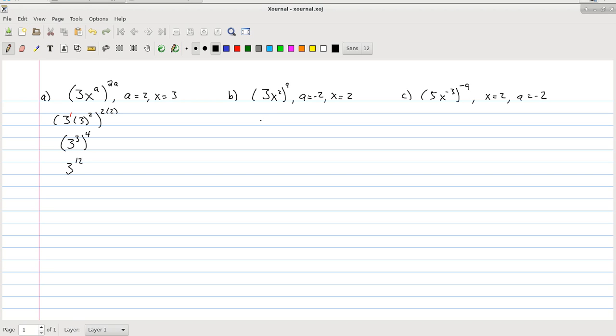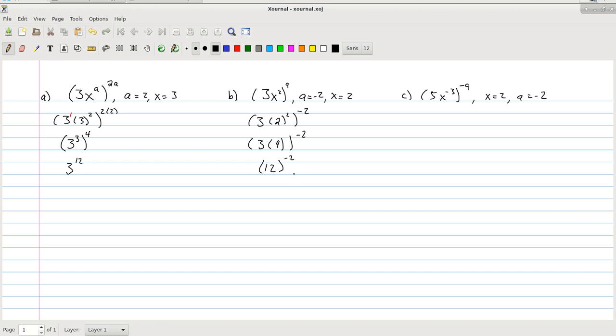Part B. We're going to start this one the same way. 3 times, we replace x with the value of x, which in this case is 2, to the second, all raised to the power of a, which is minus 2. As before, I'm going to deal with the inside first. We have a multiplication and we have an exponent. So order of operations says we deal with the exponent first. So this 3 will just stay. Now 2 squared means 2 times itself. 2 times 2 is 4. And now this negative 2 on the outside will just stay for now. Now inside the parentheses we have a multiplication to deal with. 3 times 4 is 12, raised to the power of negative 2.